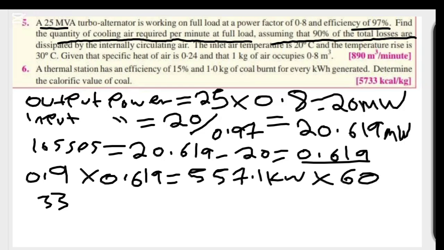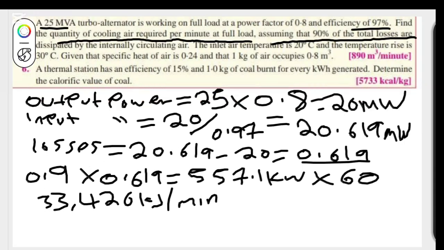Yes, it is 33,000. It is 33,426 kilojoule per minute. So the next thing that I'm going to do here is the heat absorbed by air.